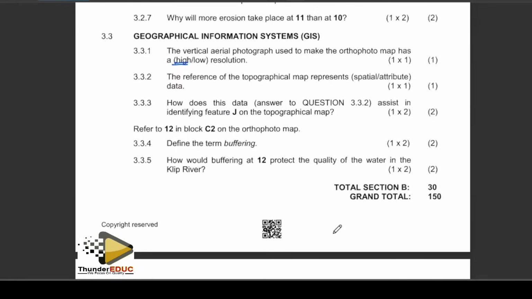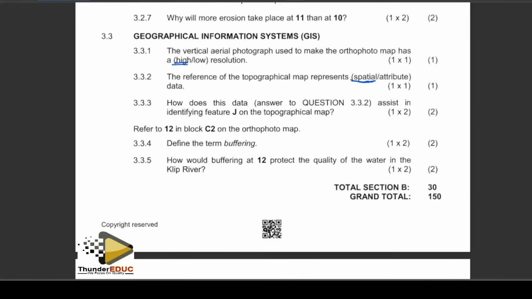The reference of the topographic map represents, is it spatial or attribute? Reference of a topographic map, we have coordinates in terms of latitude and longitude. So that is spatial. Spatial gives us the coordinates of the feature, and attribute gives us the characteristics or descriptive data of a feature. So the map coordinate, the map reference, it just gives us the coordinates of the feature. So it's spatial data in that effect.